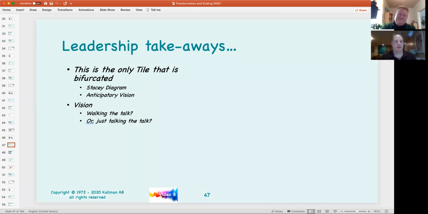Now, here are the takeaways that you're going to get here. This is the only tile that is bifurcated, meaning that it does split out. We're going to talk about the Stacy diagram and anticipatory vision diagram. They go together. And we're also going to talk about vision, where vision can be split out.